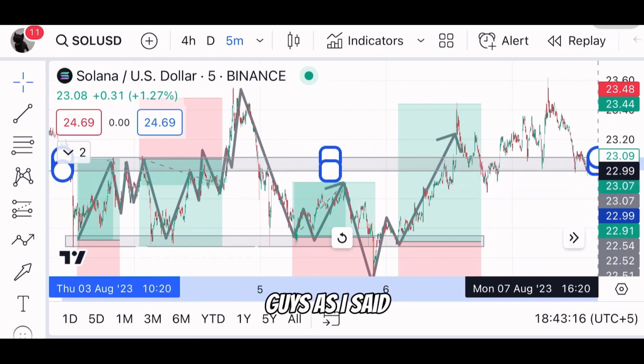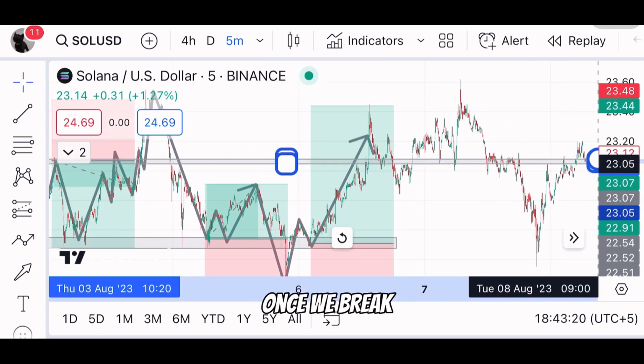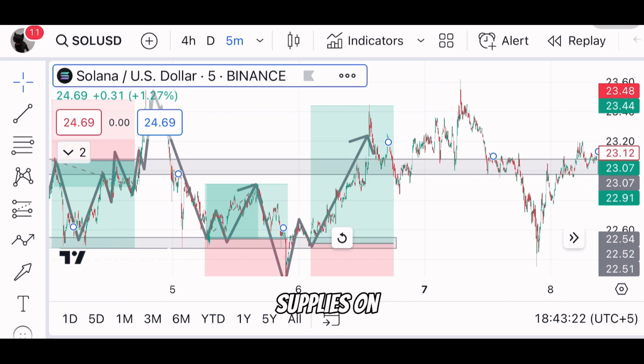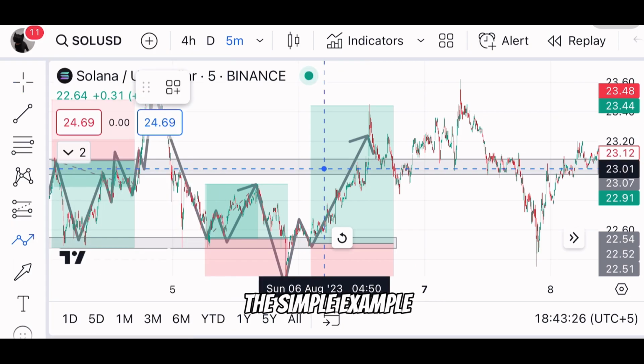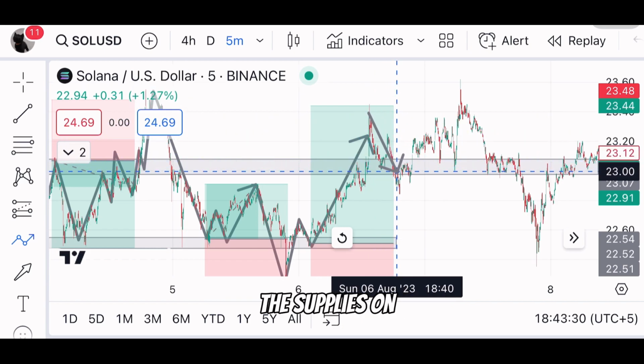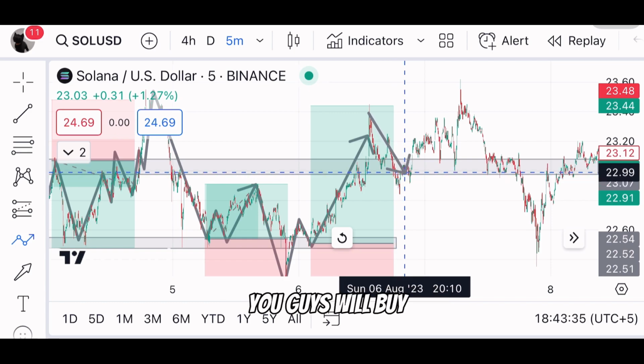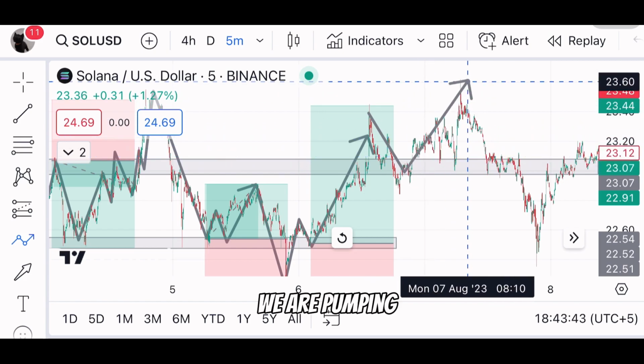And as I said, guys, once we break over any single supply zone, the supply zone turns into a demand zone. The simple example is that when the price reaches this, as we break over the supply zone it turns into a demand zone, and now it's a demand zone. You will buy at what was the supply zone. As we break over this supply zone, it turns to a demand zone. Again we break to this demand zone, guys, and again we are pumping.